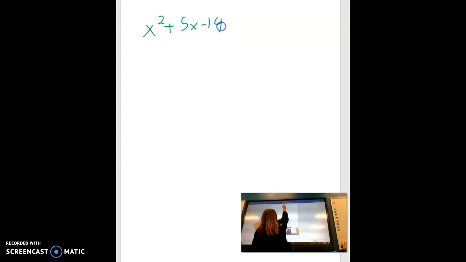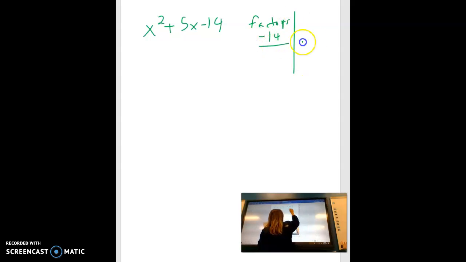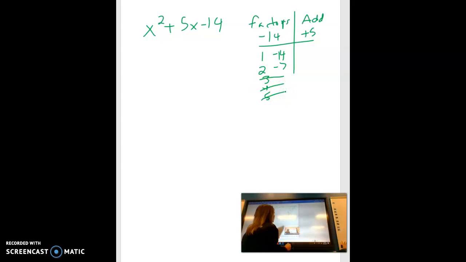Okay. So again, because it's the structure, I need to come up with my factors of negative 14 that add to positive 5. So let's make my list. 1 and negative 14, 2 and negative 7, 3 does not work, 4 does not work, 5 does not work, and so on. Okay, and so that is my list, but remember, I can change the signs so the other one becomes negative.